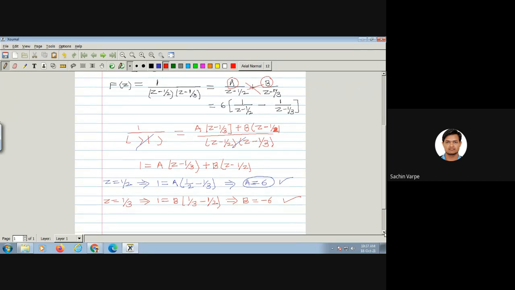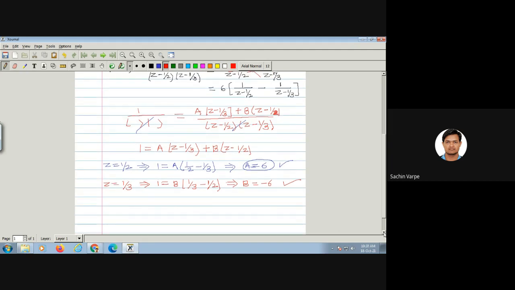The use of partial fraction is to separate the factors in the denominator. Why have we separated? Because we know the inverse Z transform formula for each separate term, the direct formula: 1 upon z minus a or 1 upon z minus b. Clear? That is why we have done this.